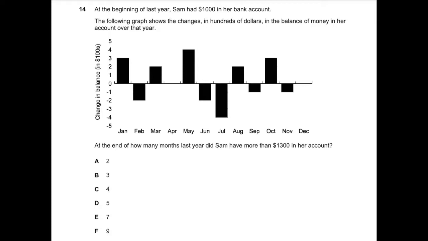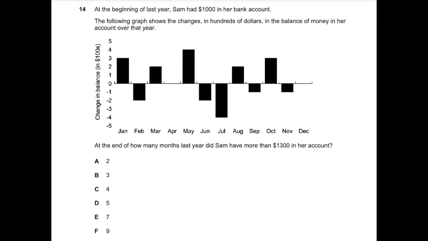Sam's bank balance at the end of each month: January, $1,000 plus $300 equals $1,300. February, $1,300 minus $200 equals $1,100. March, $1,100 plus $200 equals $1,300. April, $1,300 plus 0 equals $1,300. May, $1,300 plus $400 equals $1,700. June, $1,700 minus $200 equals $1,500. July, $1,500 minus $400 equals $1,100.